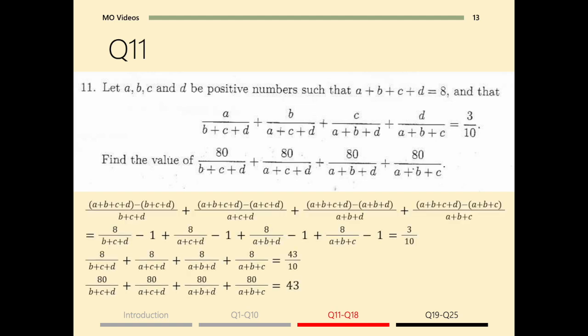You might notice that the numerator and the denominator add up to a plus b plus c plus d for each of the four fractions. So if we add 1 to each fraction, then on the right hand side we will have 43 over 10, and on the left hand side all of the numerators will be equal to a plus b plus c plus d, which is equal to 8. Now at this point the expression looks very similar to the value we want to find, but with 8 instead of 80, so we can just multiply by 10 and get that the answer is 43.